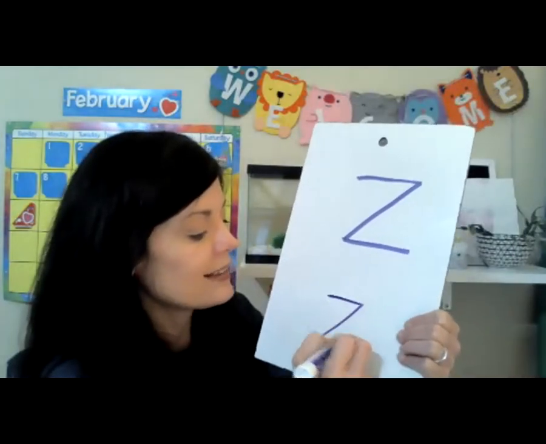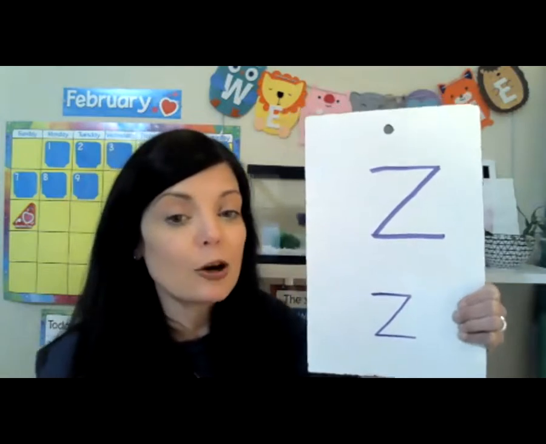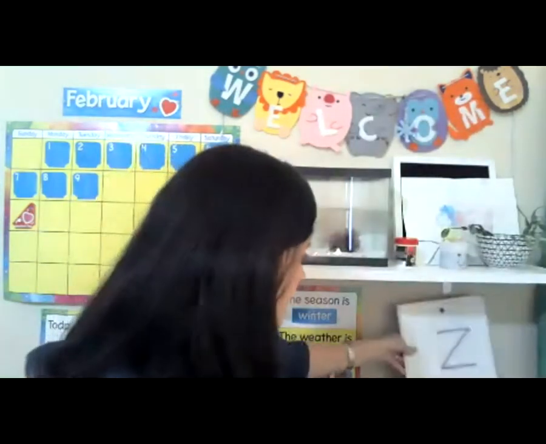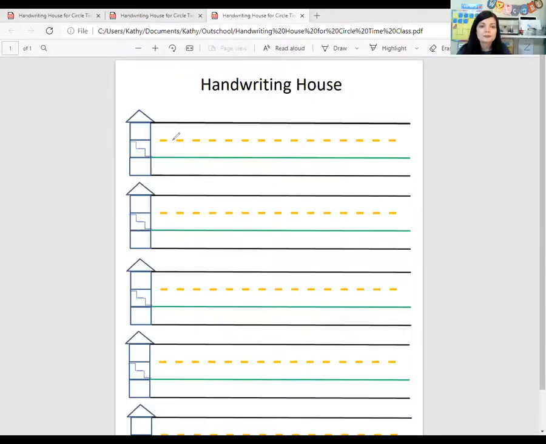Zig, zag, zig. Since it is a lowercase letter, that means that it's going to be downstairs on the handwriting house. So let's see what that looks like, okay? We're going to trace the middle line. We're going to slide to the bottom and then trace back out. Zig, zag, zig again, but all downstairs. Zig, zag, zig. That's the lowercase letter Z.